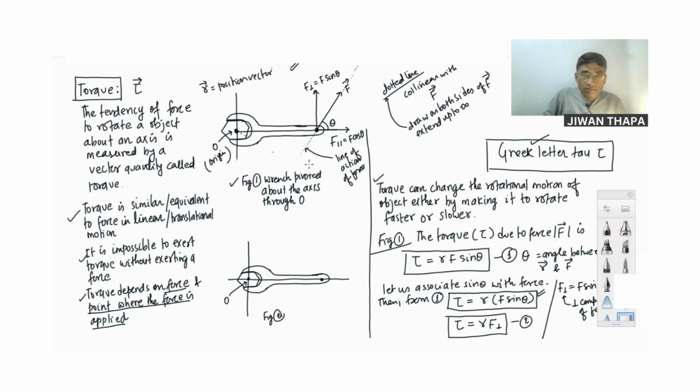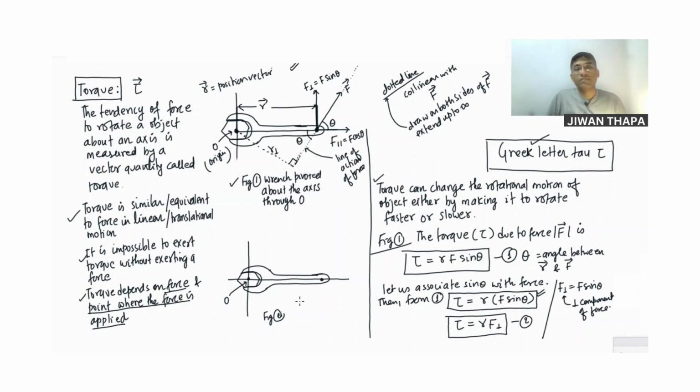Now let us draw a perpendicular from point O to the line of action of force. Let me erase this. So this line is perpendicular to the line of action of the force, and as I said earlier, this distance or length is the position vector. So we need to note this, and this angle is theta.